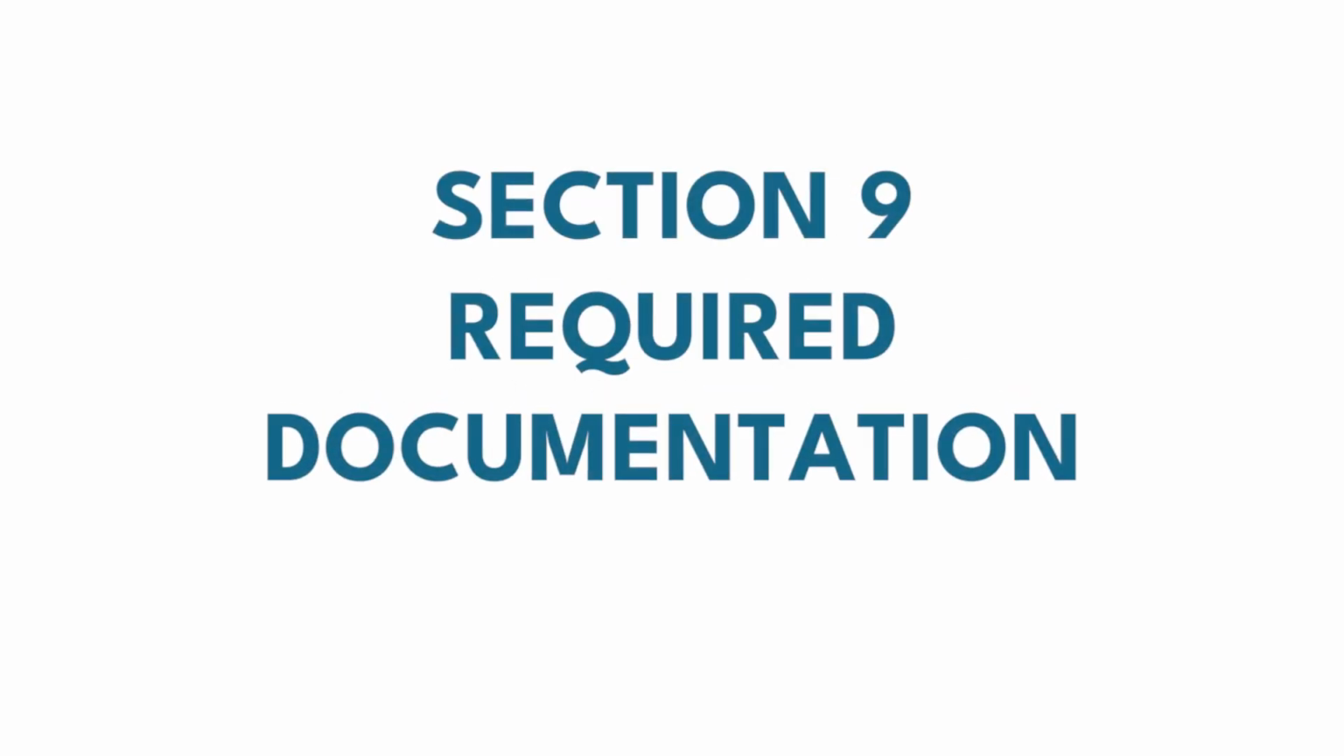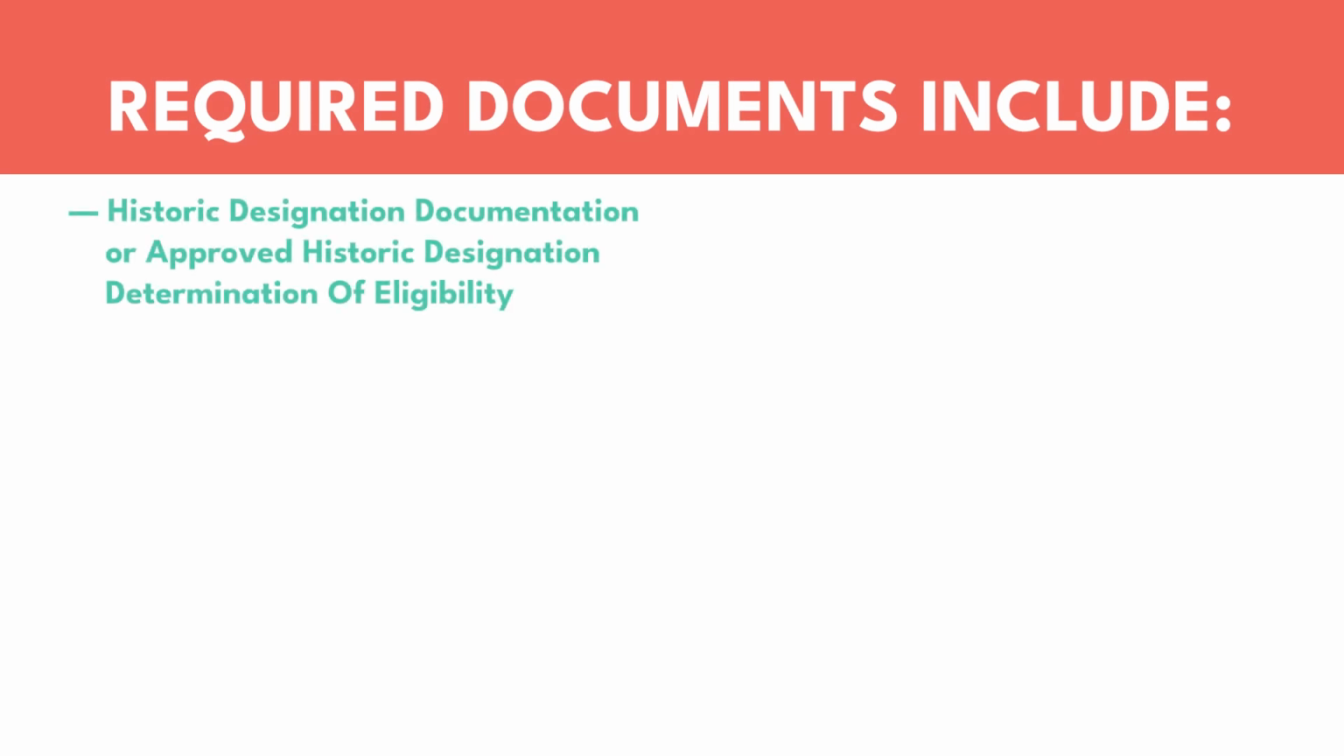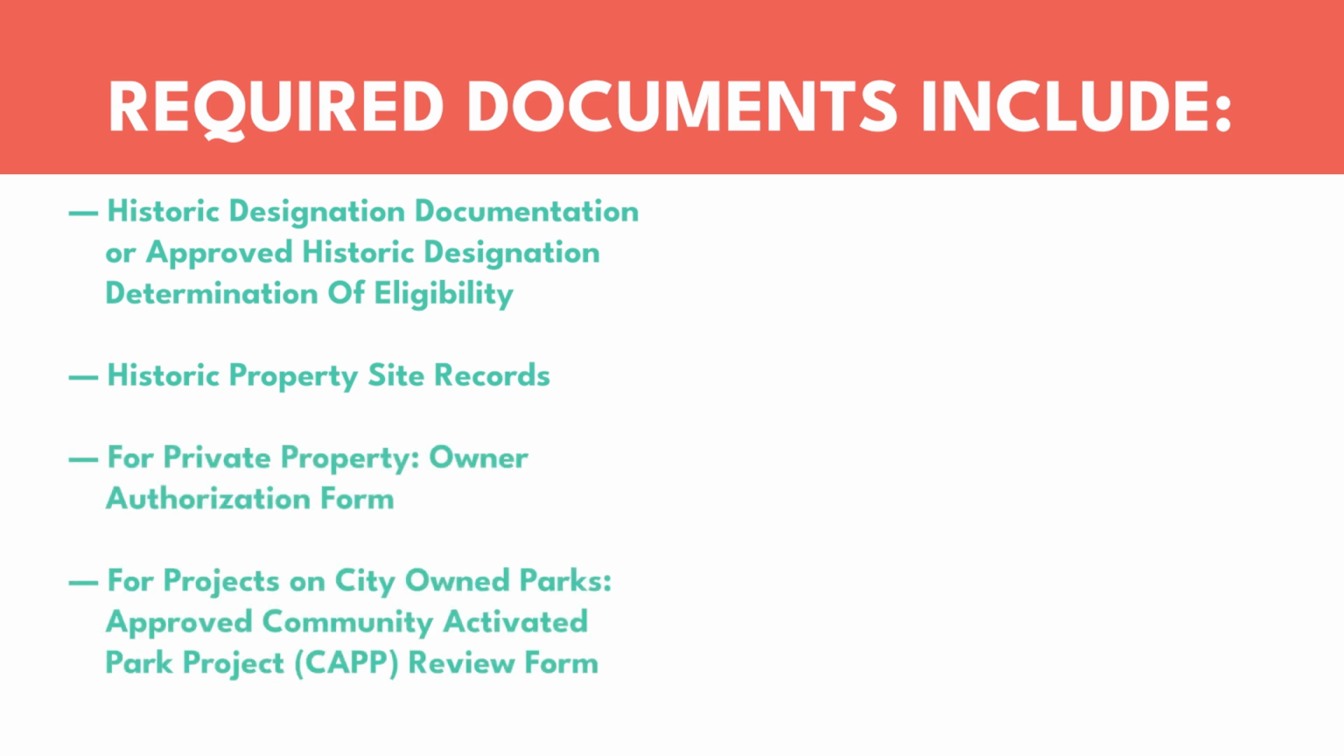Section 9. Required documentation. Applicants must upload all of the following documentation to confirm the requirements of the application. Historic designation documentation or approved historic designation determination of eligibility. Historic property site records, including maps, photos, or other historic records. For private property, an owner authorization form is required. For projects on city-owned parkland, an approved Community Activated Park Project CAPP review form.